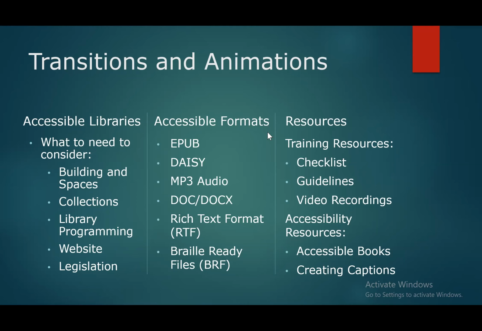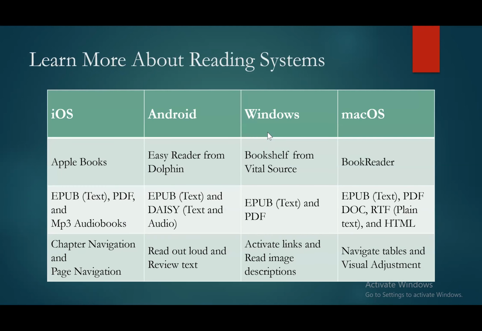Bullet rich text format. Okay, bullet resources. Let's look at training resource. Bullet checklist. Bullet list. Guideline. Bullet video recordings. Accessibility resources. Bullet accessible books. Bullet creating captions. Okay, bullet creating captions, and that's the end of this slide. Slideshow slide 3. Learn more about reading systems.